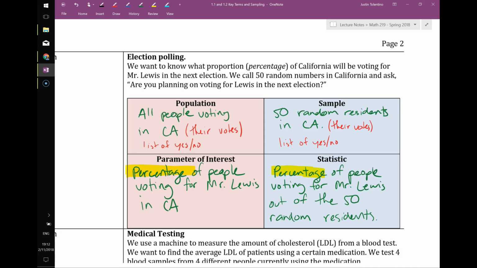Now notice in the wording, it's actually saying parameter of people voting for Mr. Lewis in California, meaning out of everyone voting. Now notice in statistic, though, this is exactly the same thing. A statistic and parameter, they should really be the same. A statistic is the percentage also of people voting for Mr. Lewis, but we're not talking about everyone in the population. We're only talking about the people in the sample. So they're both percentages of people voting for Mr. Lewis, but the statistic is only out of the 50 random residents that we selected. So notice, the parameter measures everyone in the population. The statistic measures only the people in our sample. And that's the difference.